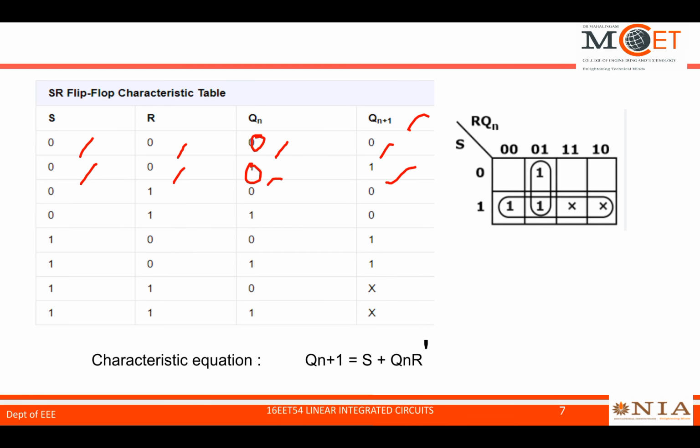So here from the characteristic table we have taken a K-map for S, R and Qn. After grouping, the characteristic equation will be Qn+1 = S + Qn R'. So this is about the SR flip-flop. And the JK flip-flop: due to the undefined state in SR flip-flops, another flip-flop is required in electronics. So the JK flip-flop is an improvement on the SR flip-flop, where S = R = 1 is not a problem in the JK flip-flop.